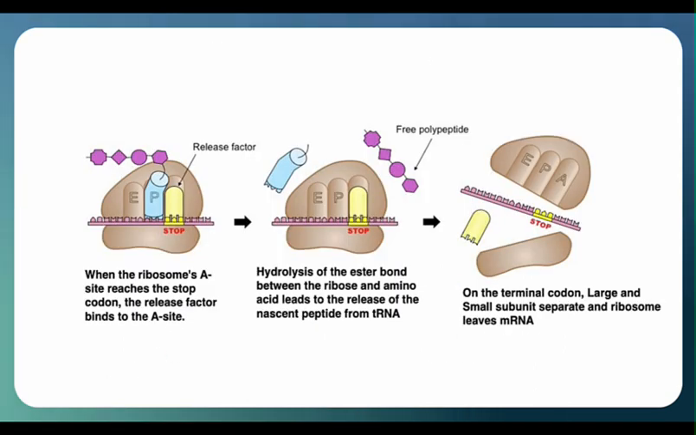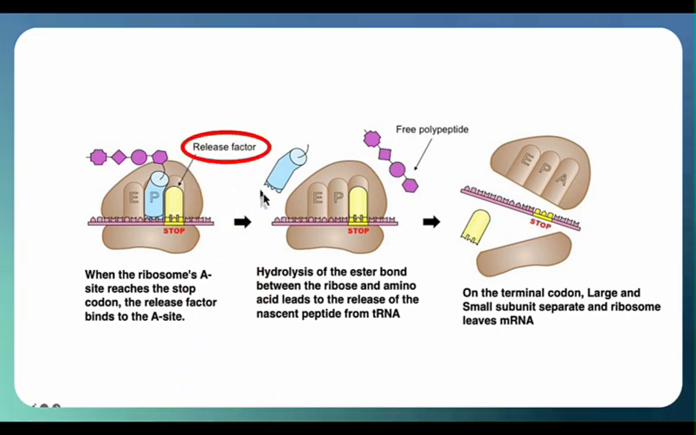Termination reaction occurs when the ribosomal A site reaches a stop codon. No transfer RNA exists in the cell that can form a stable bond with the stop codon in the ribosome. On the other hand, release factor recognizes the stop codon and forms a stable bond with the termination codon.